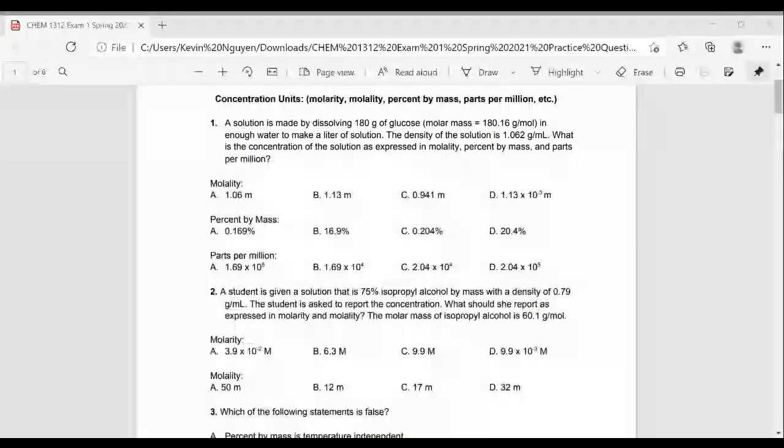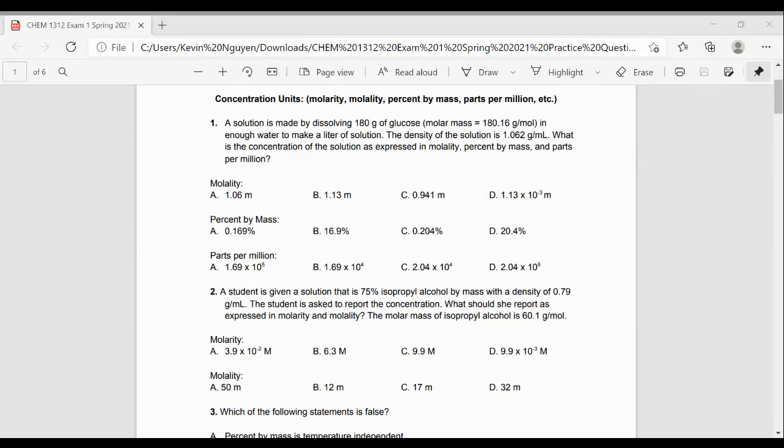Let's take a look at, can everyone see? All right, everyone can see that. Cool. So let's take a look at the first one. First unit, thank you. We're gonna go over concentration units, so how to solve for molarity, molality, and percent by mass, and also the trickier one, which is parts per million. At least it was for me.